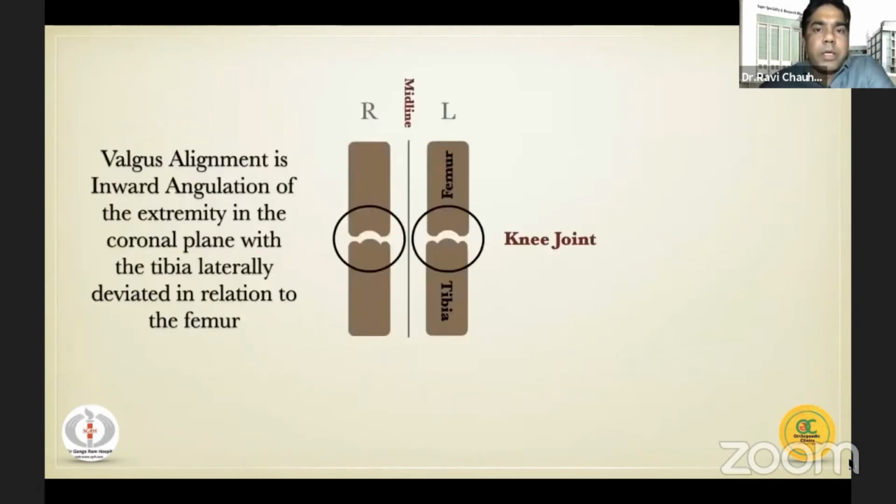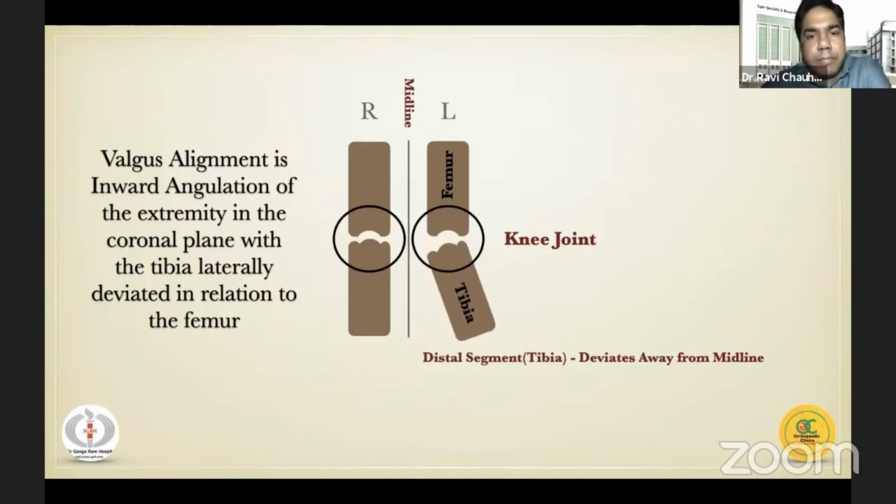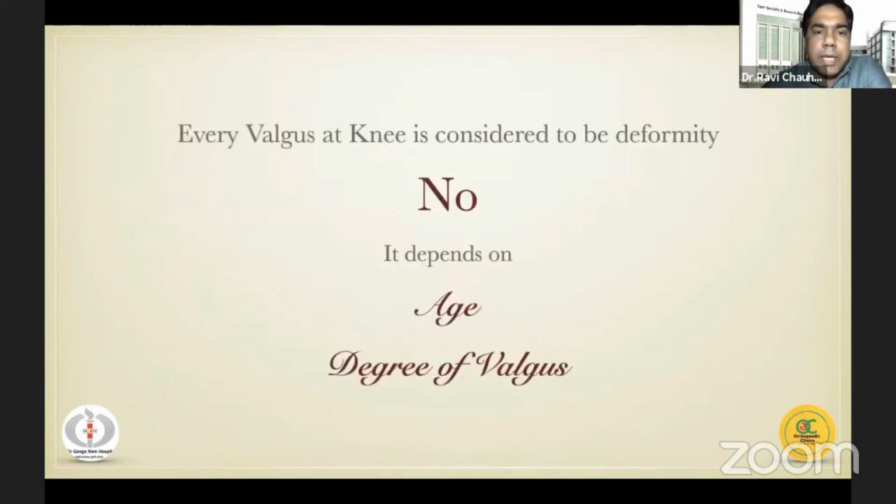First part. Valgus alignment is the inward angulation of the extremity in the coronal plane with the tibia laterally deviated in relation to the femur. The distal segment deviates away from the midline, and the apex of the deformity is directed towards the midline. Is every valgus at the knee considered a deformity? No, it is not exactly. It depends on the age and the degree of valgus. These two things determine whether this valgus is considered a deformity or not.